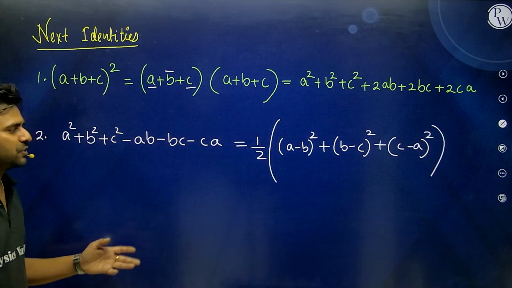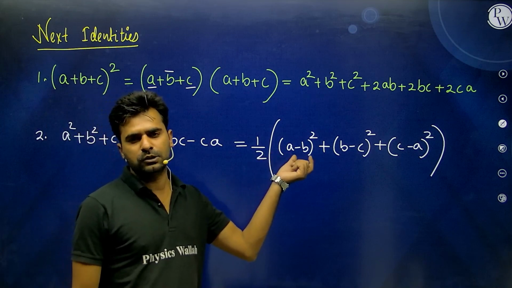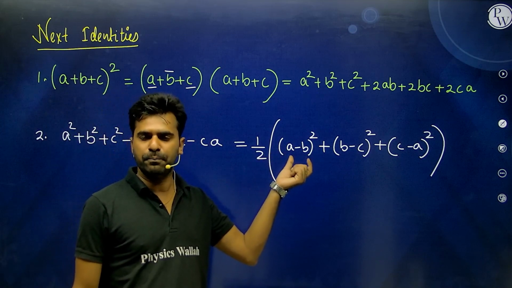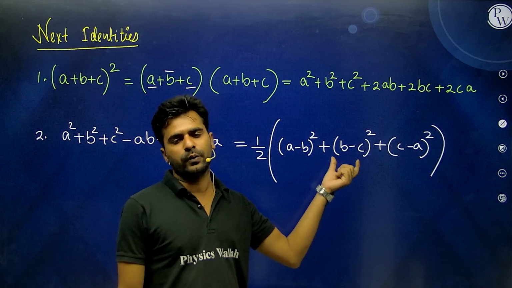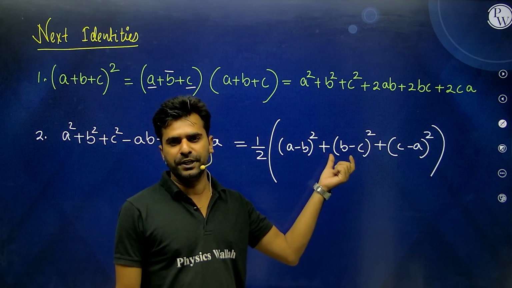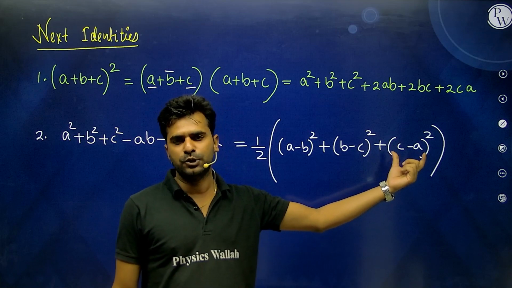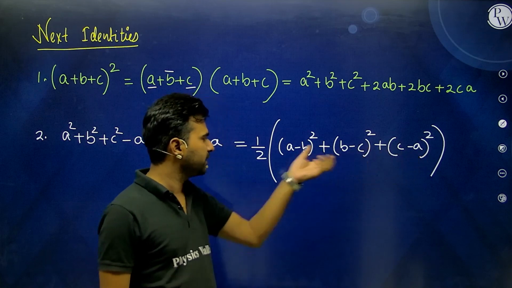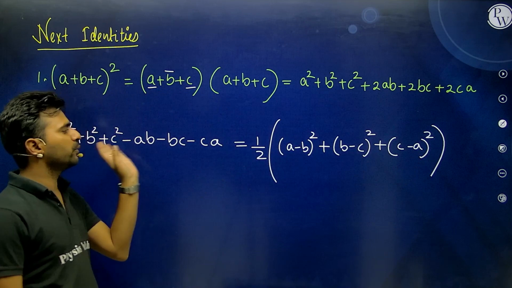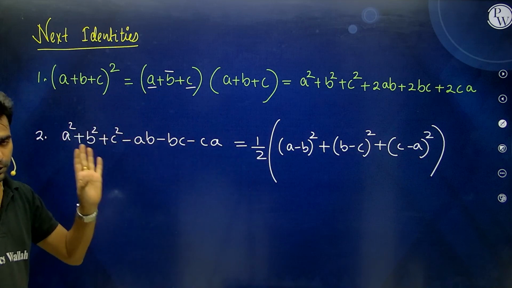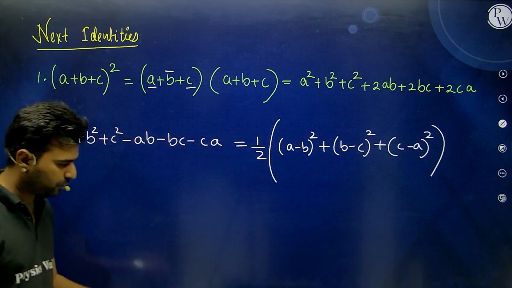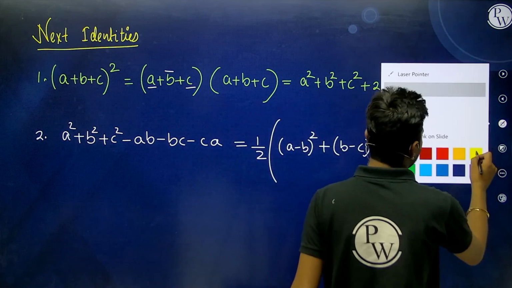Sir, how can we see this? But don't you know a minus b ka whole square? It is a square plus b square minus 2ab. Put it. Don't you know b minus c ka whole square? B square plus c square minus 2b into c. Put it. C minus a ka whole square, you know, c square plus a square minus 2a into c. Put it. Cancel out the terms. You will see that both of the things are coming equal. So you must remember this as well. Number two. Number three.